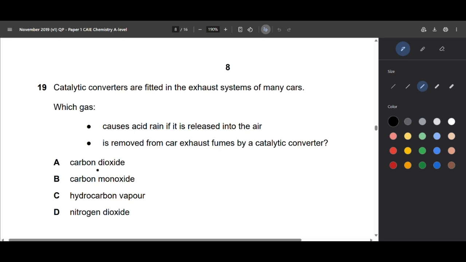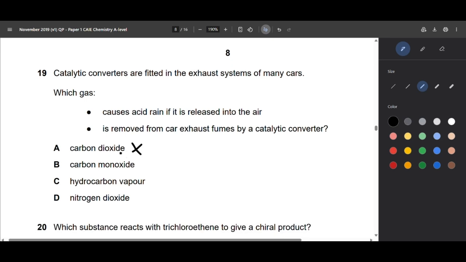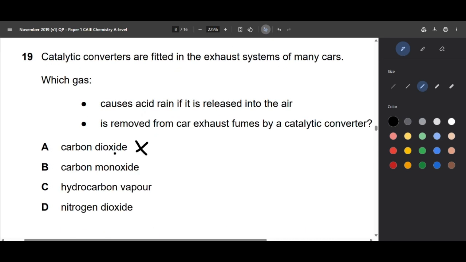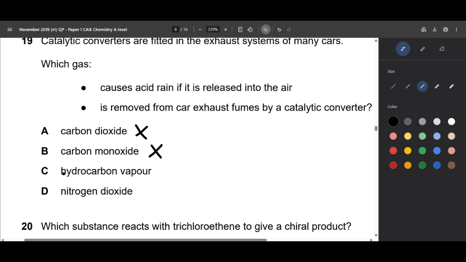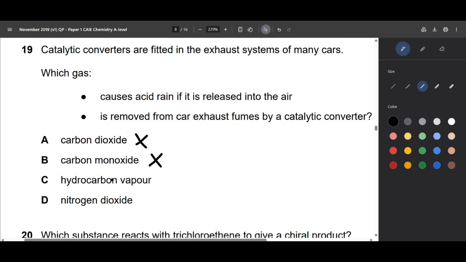CO2 is not causing acid rain, so we eliminate this one. And for carbon monoxide, CO can be removed by the catalytic converter but does not cause acid rain, so it's also eliminated. The next is hydrocarbon vapor. Hydrocarbon is actually oxidized by the catalytic converter, but hydrocarbon vapor does not cause acid rain, so it's also eliminated. So the answer is D, nitrogen dioxide.